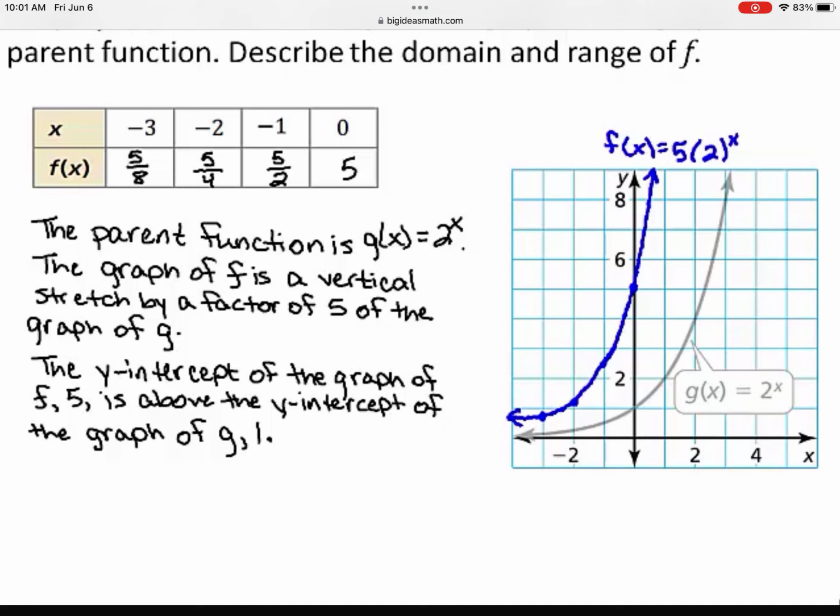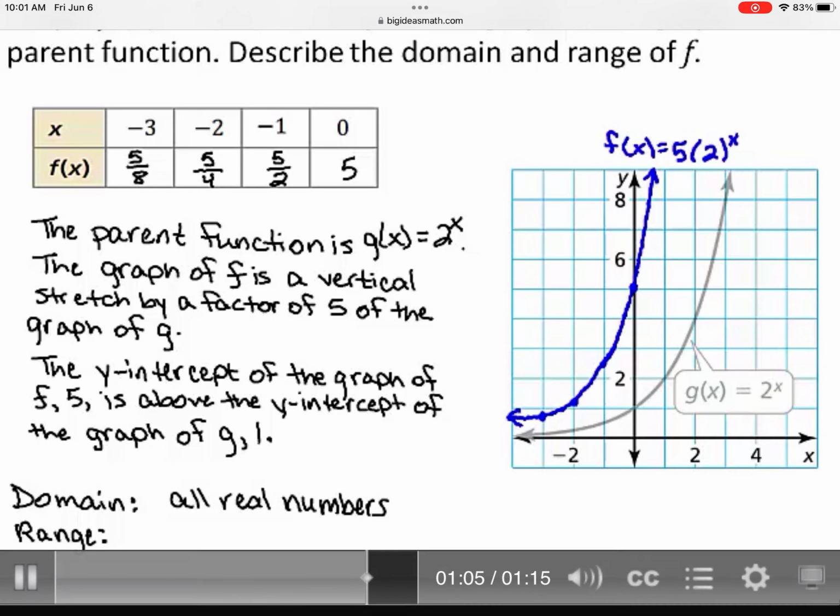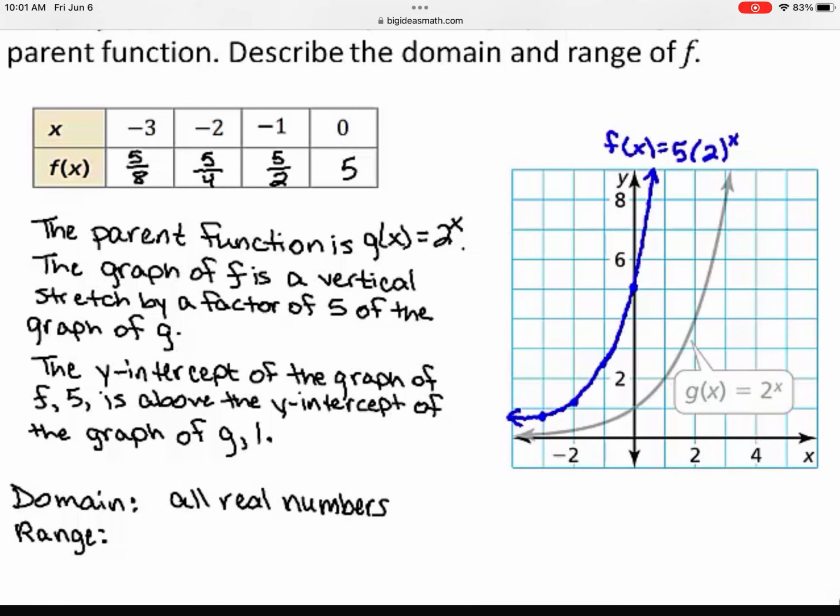Now you want to find the domain and range. The domain is the set of all possible x values. From the graph, you can see that the domain is the set of all real numbers. The range is the set of all possible f values. From the graph, you can see that the range is the set of all real numbers greater than 0, which can be represented by the inequality y > 0.